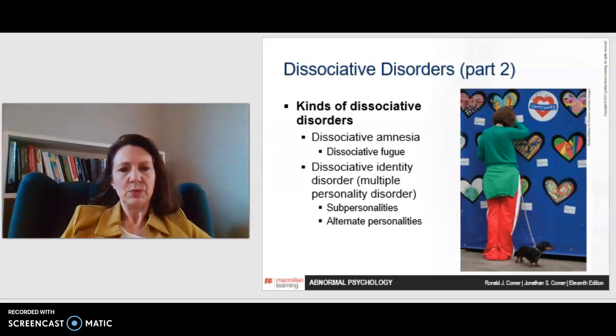Types of dissociative disorders include dissociative amnesia, and a subtype is dissociative fugue. Dissociative identity disorder, or multiple personality disorder as it used to be called, is another one, and that's where there are subpersonalities or alternate personalities that a person develops.